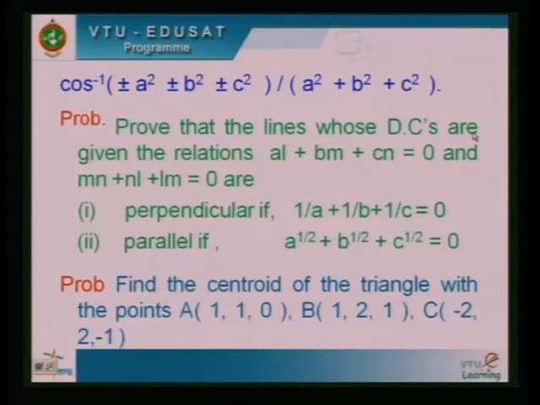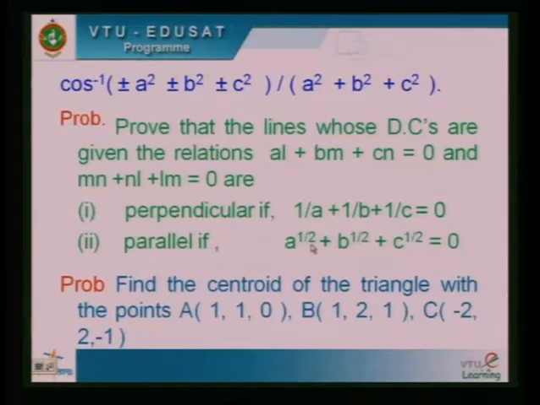Prove that the lines whose direction cosines are given by the relations AL plus BM plus CN equal to 0 and MN plus NL plus LM equal to 0 are, for two conditions, one is perpendicular, this result has to be proved, and if they are parallel, this result is to be proved.